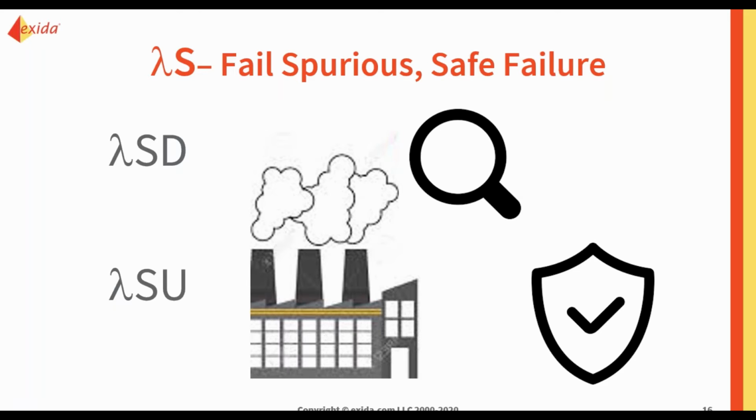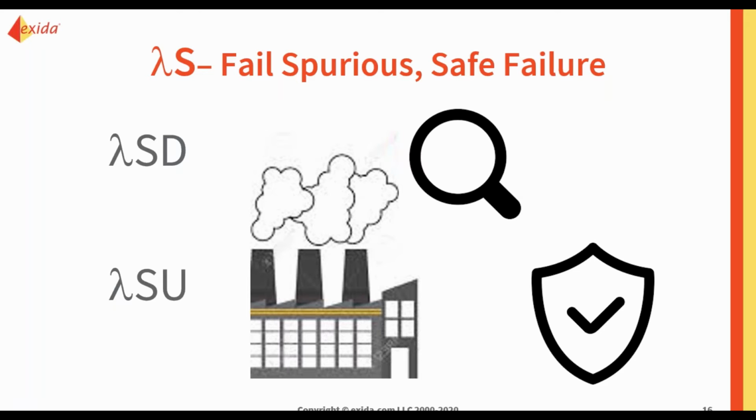So the lambda SD would be those safe detected failures. What does that mean? That would be, once again, you're in normal operation. It takes you to a safe state when not necessary. So the safe detected failure would be when your internal diagnostics can let you know before that safe shutdown occurs.